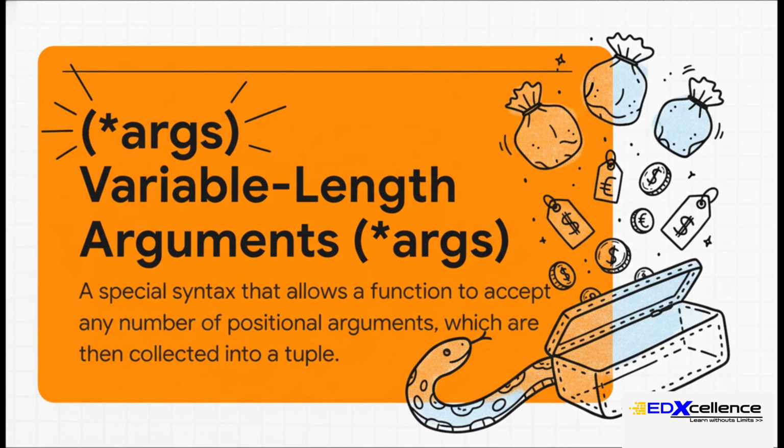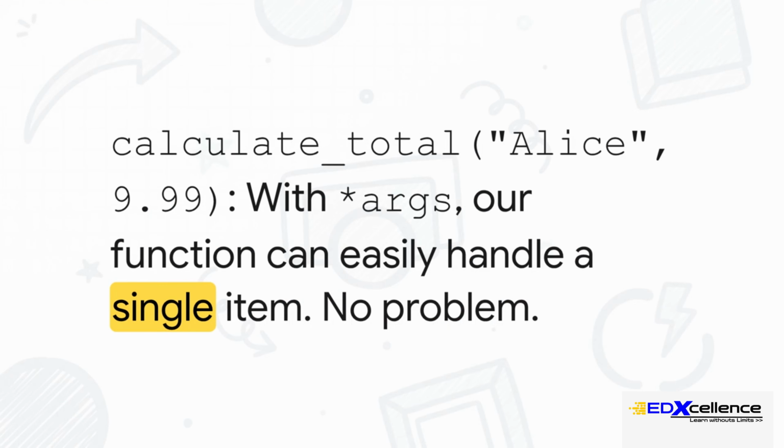First up is *args. Now that little asterisk, that's the magic right there. It basically tells Python, hey, I don't know how many arguments are coming, so just be ready to catch them all and bundle them up into a nice, neat tuple for me. This is absolutely perfect for our shopping cart's unknown number of item prices. So with *args in place, our function can now easily handle a single item for Alice. Simple enough, but this is just the start.